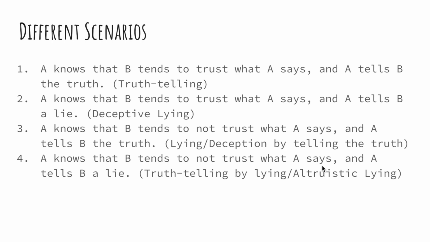The fourth scenario is A knows that B tends to not trust what A says, and A tells B a lie. This is a very rare scenario of truth telling. It's called true altruistic lying. It's a very strong sign of truth telling because you know that this guy is probably not going to trust you, and you tell him a lie so that he does not trust you. He chooses to not trust you, and thus he himself gets an advantage.